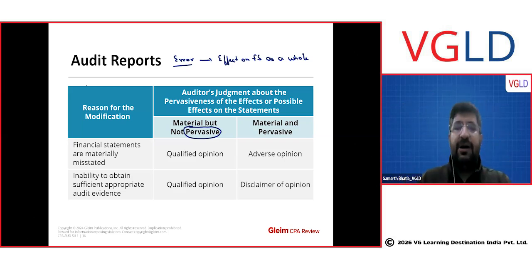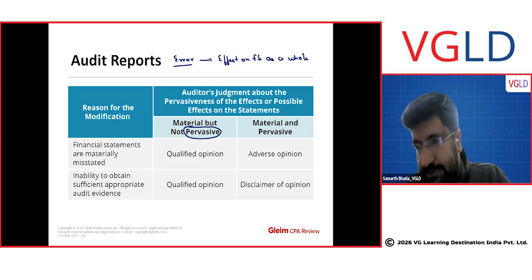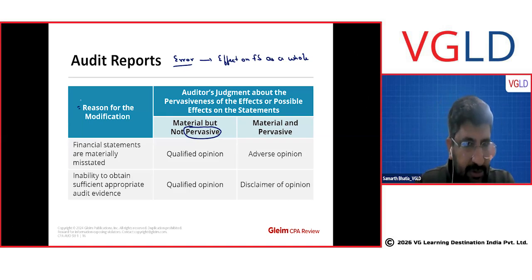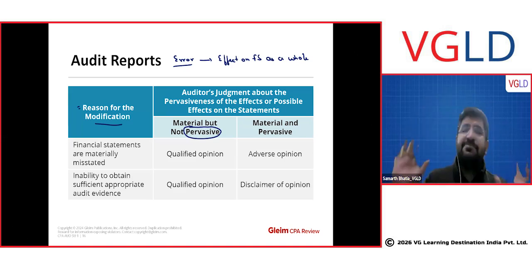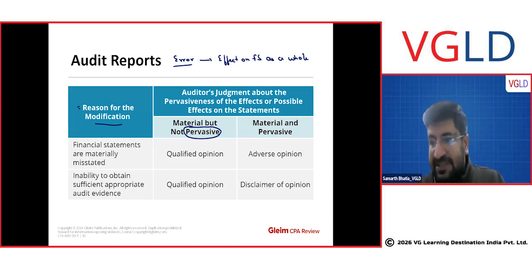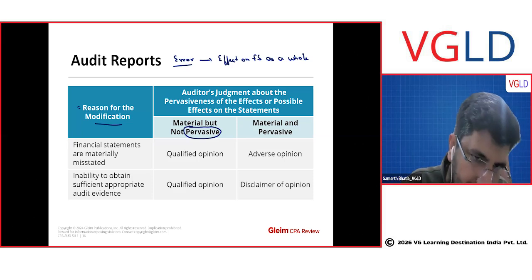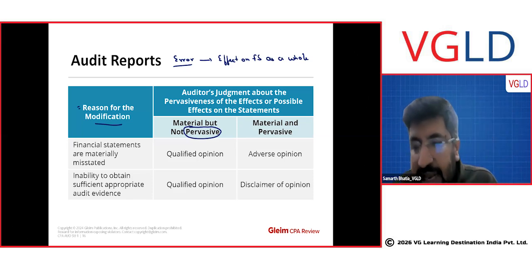So now I'm starting with this topic: a reason for modification. On one side, we have a reason for modification. On the other side, we have the auditor's judgment about the pervasiveness of the effect or possible effect on the statements. The first is financial statements are materially misstated. Financial statements have some misstatements that are material but not pervasive. Material but not pervasive means it will have a material effect, but it will not be affecting the financial statements as a whole. Then we give a qualified opinion. But if the effect is material and pervasive, it is a material misstatement affecting the financial statements as a whole. In that case, we give an adverse opinion.